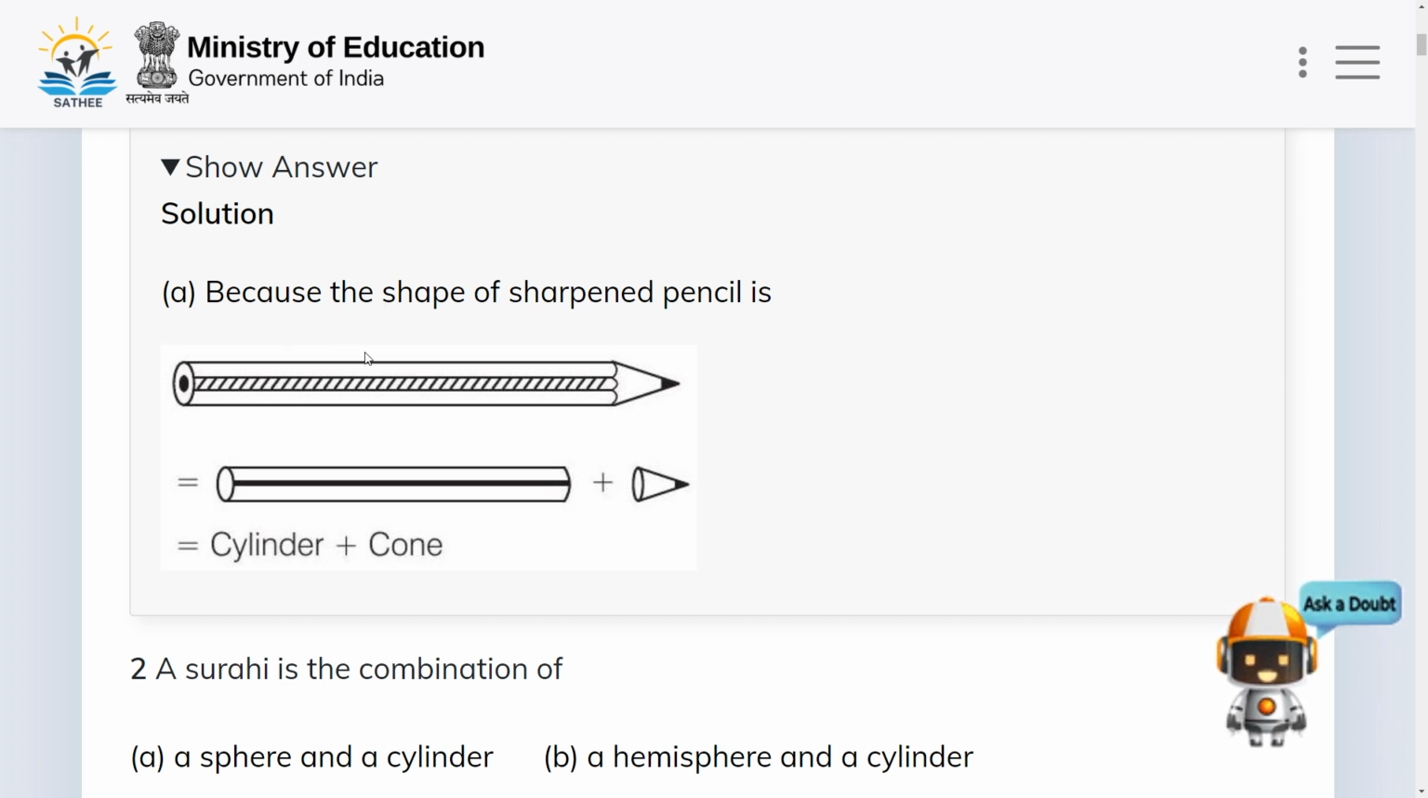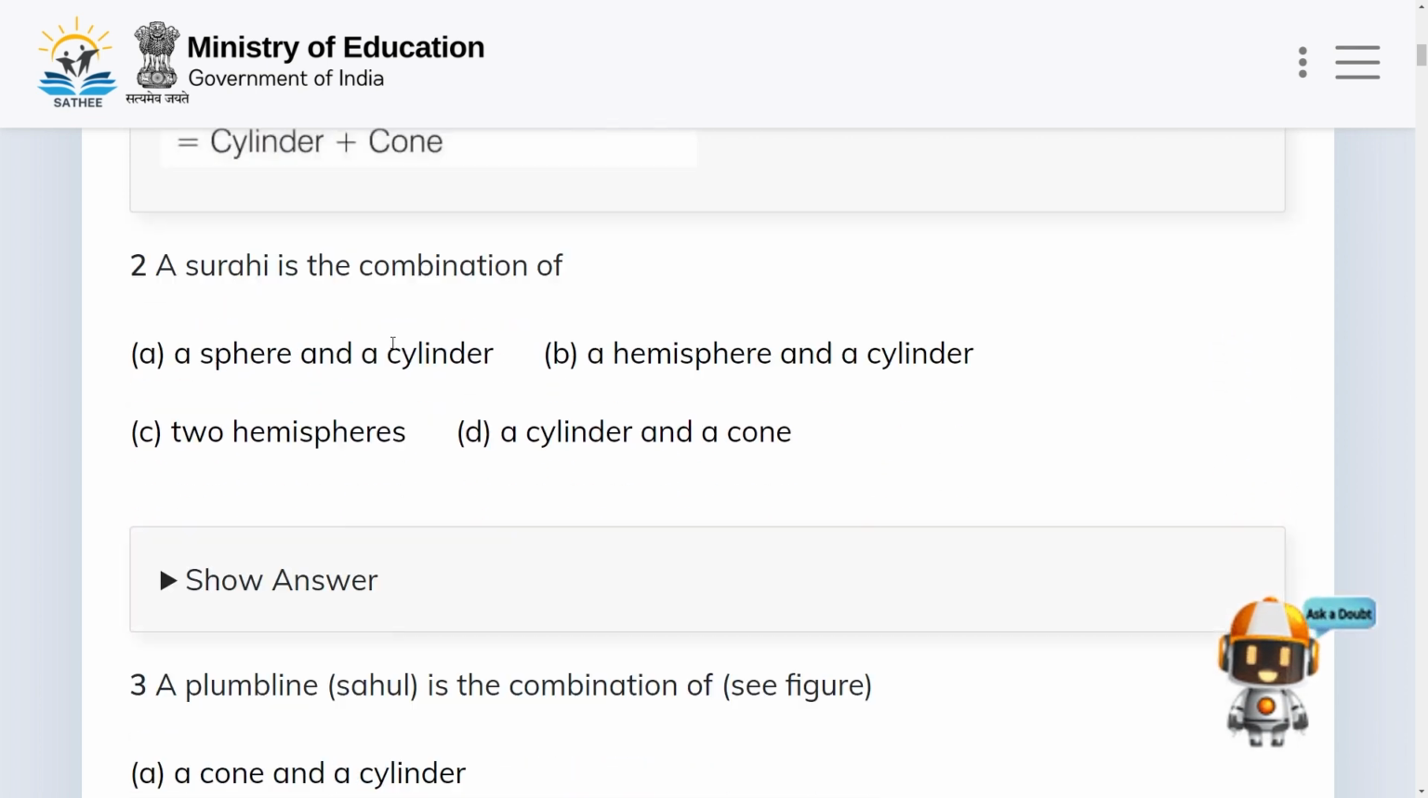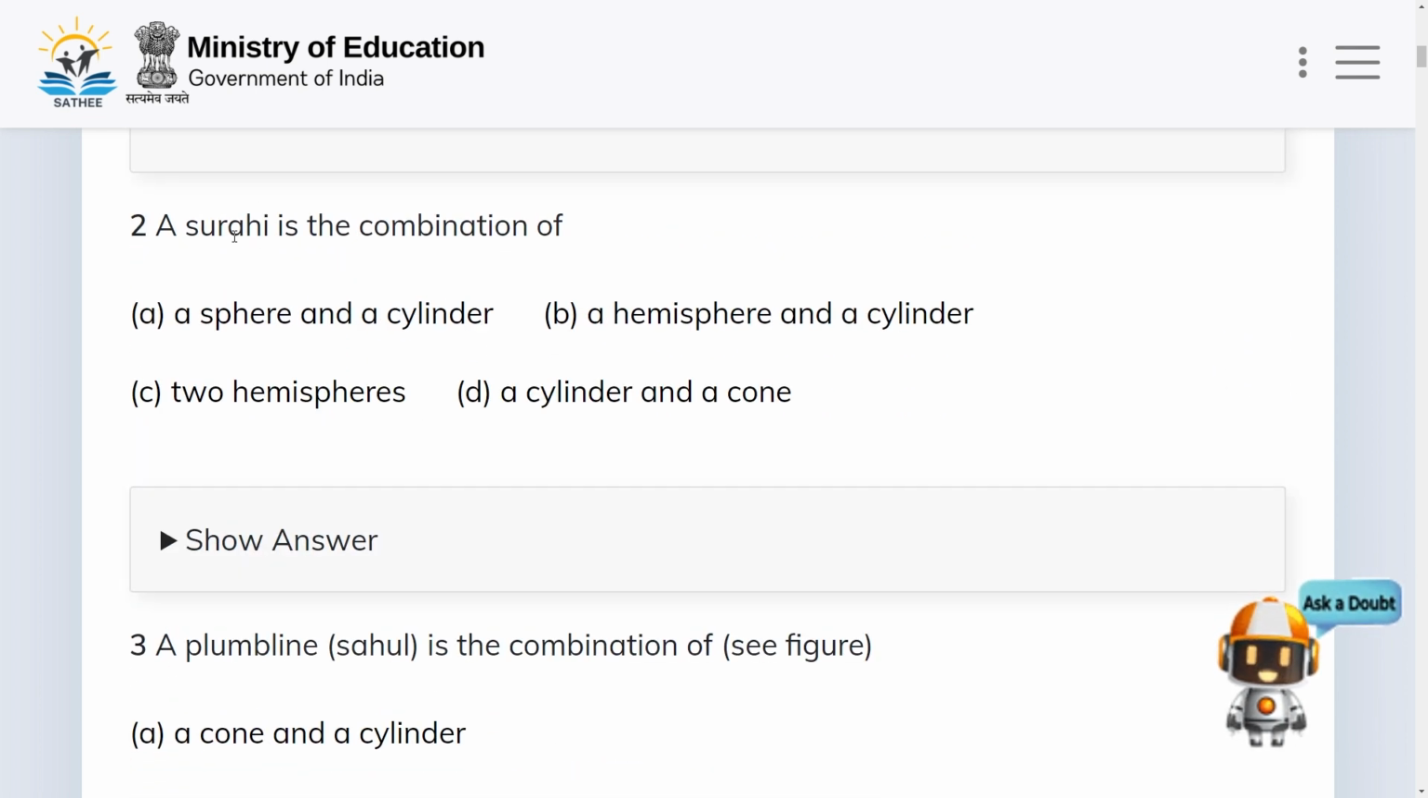Now let us move to the next question. Here we have a surahi. It is the combination of what? In option A we have a sphere and a cylinder. In option B we have a hemisphere and a cylinder. In option C we have two hemispheres. In option D we have a cylinder and a cone. Among these options, which option is correct, we have to find here.